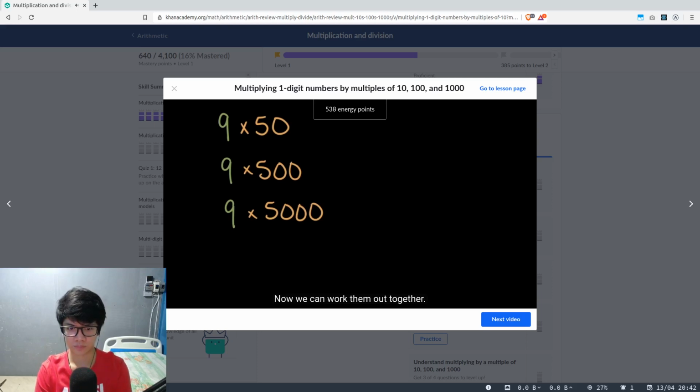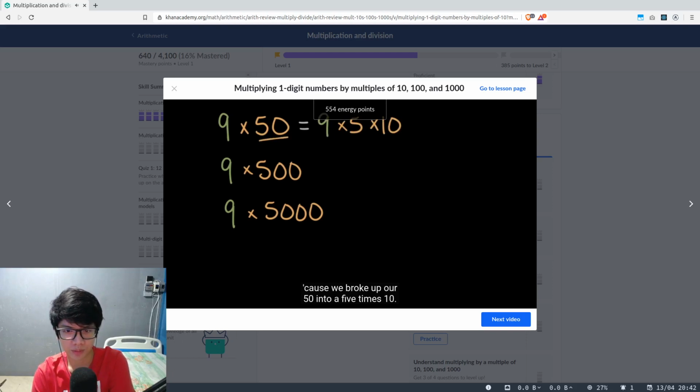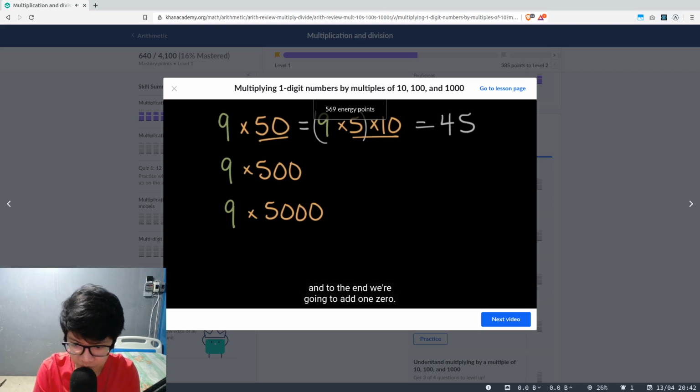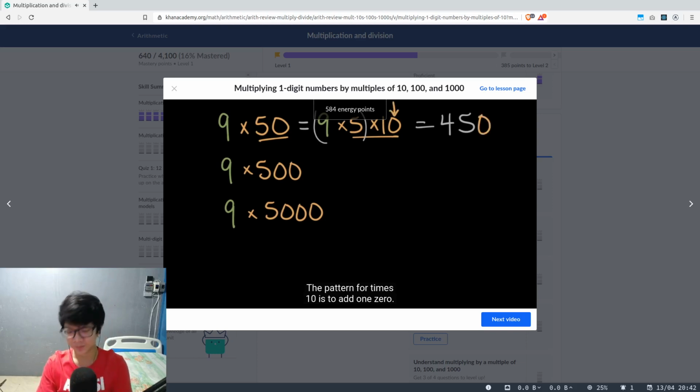Now we can work them out together. 9 times 50 will be the same as 9 times 5 times 10, because we broke up our 50 into a 5 times 10. And then if we multiply across, 9 times 5 is 45. And to the end, we're going to add 1 zero. The pattern for times 10 is to add 1 zero.